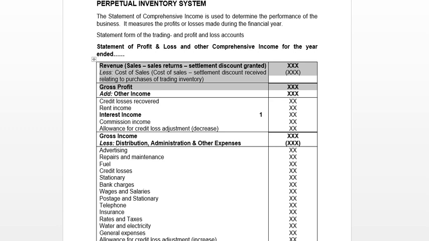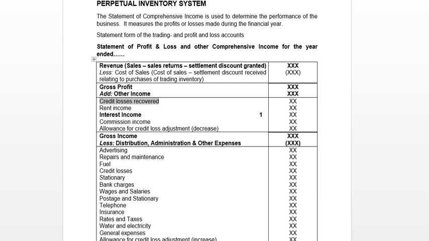Now from your gross profit, you're going to add other income items, and we will have to pay our other overhead costs. Your most common other income items are going to be your rental income, commission income, and credit losses recovered. What is that? Well, that is, for example, when you write off one of your debtors because they've been declared insolvent and they can't pay you back anymore, so you will write them off as a credit loss. So it's bad debt.